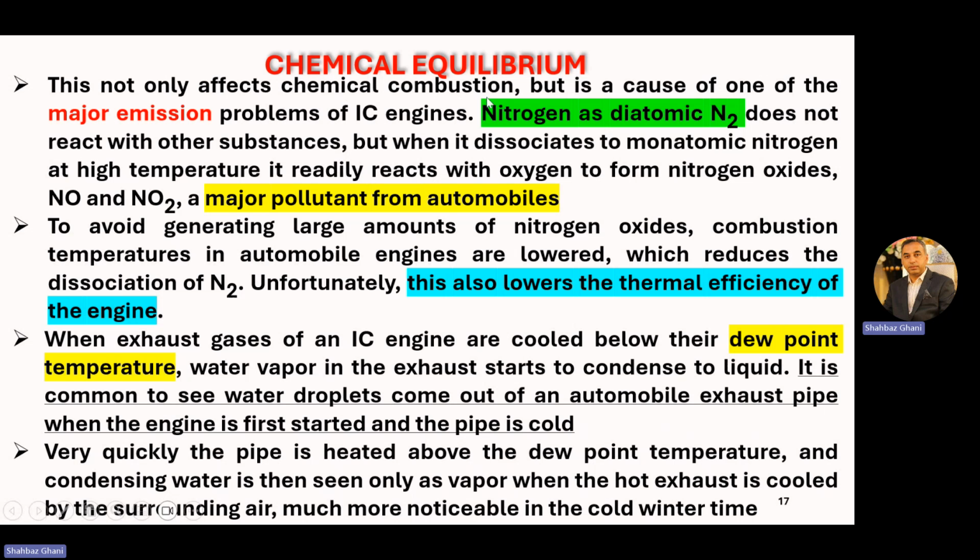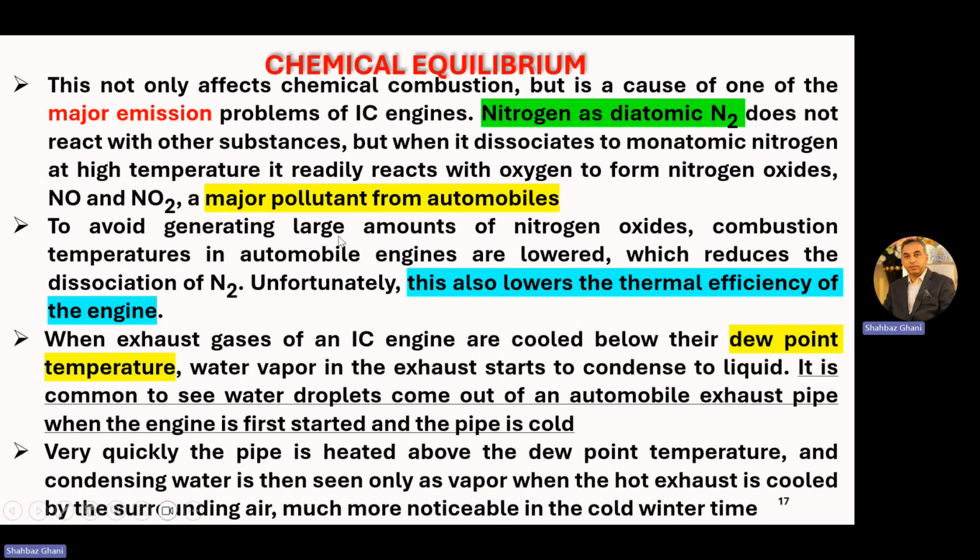This not only affects the chemical combustion, but is a cause of one of the major emission problems of IC engines. Nitrogen as diatomic N2 does not react with other substances, but when it dissociates to monatomic nitrogen at high temperature, it readily reacts with oxygen to form nitrogen oxides, basically known as NOx. Nitrogen monoxide and nitrogen dioxide are a major pollutant from automobiles. So this dissociation converts stable components into highly reactive components. So this is the result.